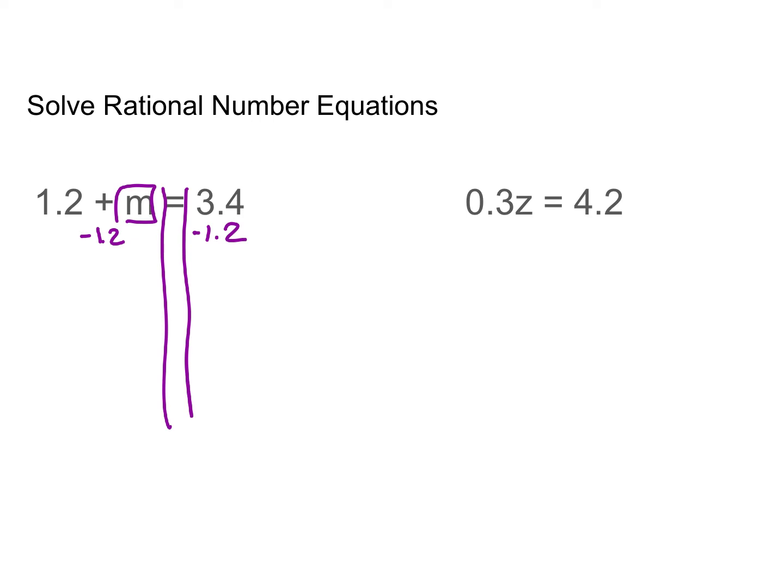Oops, my pen touches there. That's why I moved that one over. So I've got m on the left-hand side, and on the right-hand side, I need to do this math problem. Remember that if we are adding or subtracting with decimals, we want to line up that decimal point. And I subtract, I have the decimal, I subtract again. There's my answer. The cool thing about these is you can plug them in and try it. 1.2 plus 2.2 does give me 3.4.